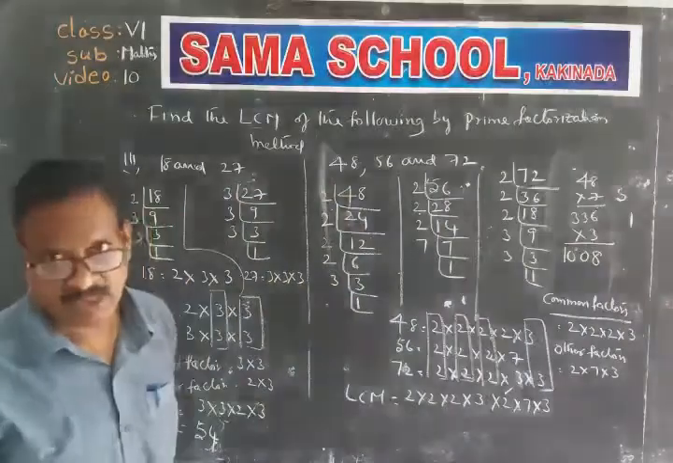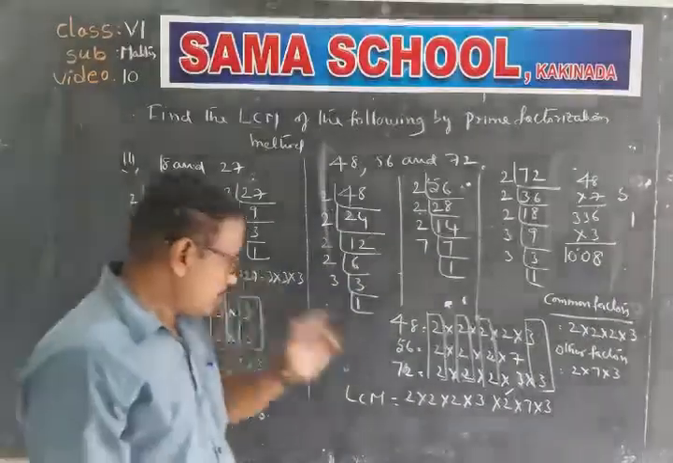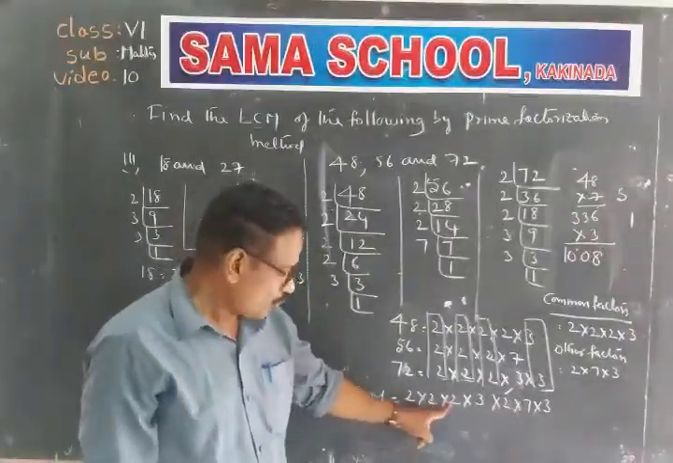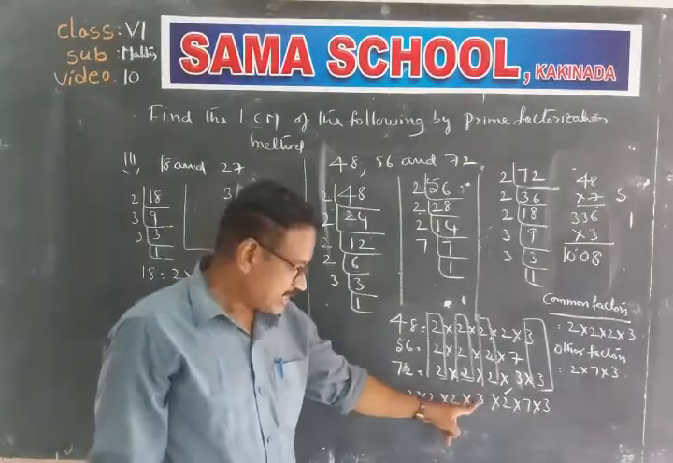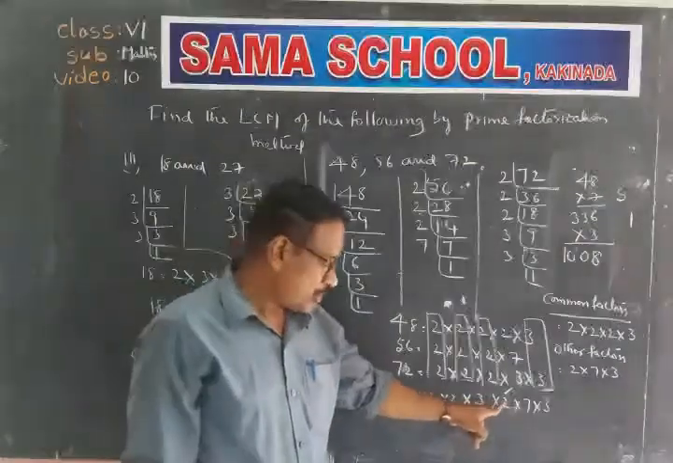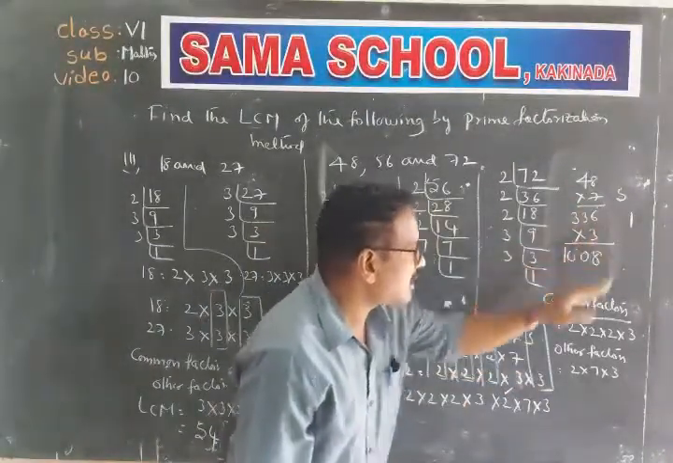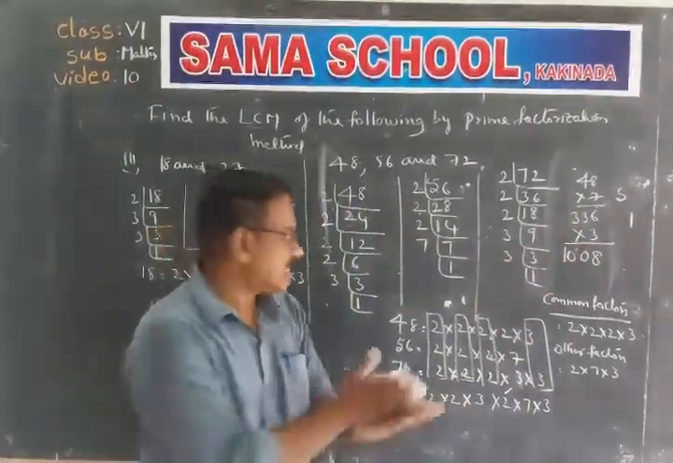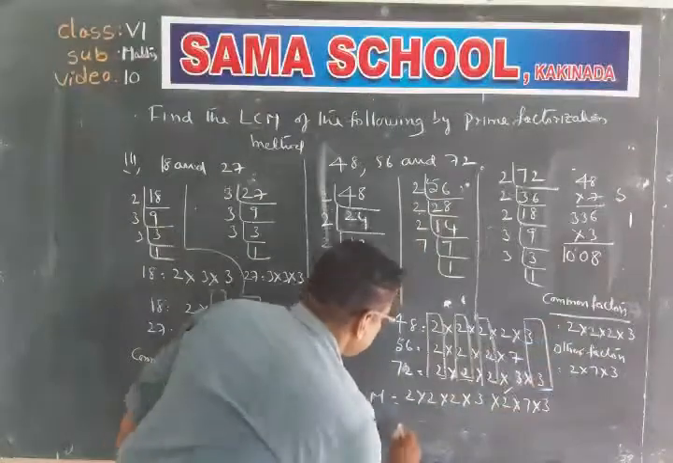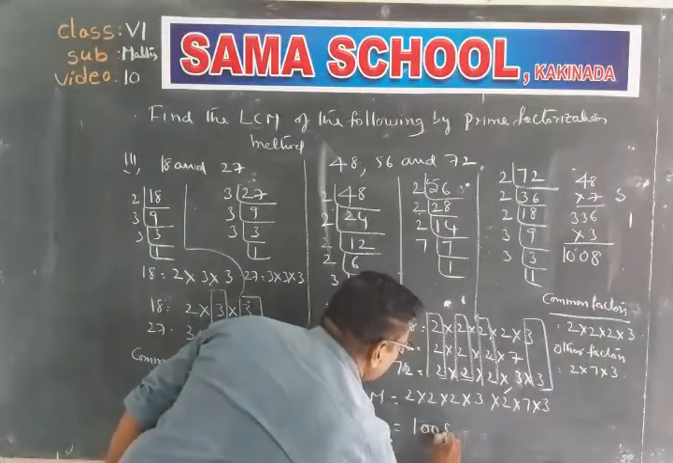1008. Now 2 2s are 4, 4 2s are 8, 8 3s are 24, 24 2s are 48, 48 7s are 336, 336 3s are 1008. The LCM is equal to 1008.